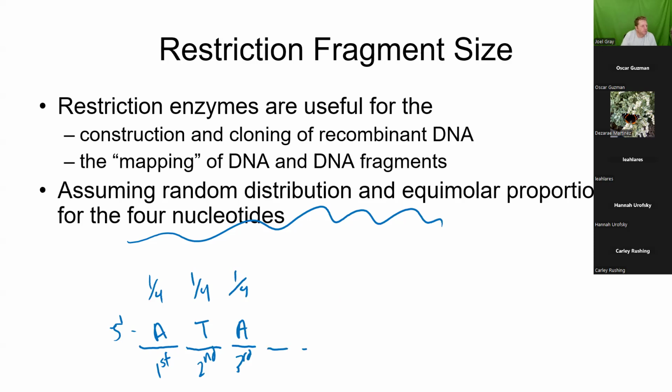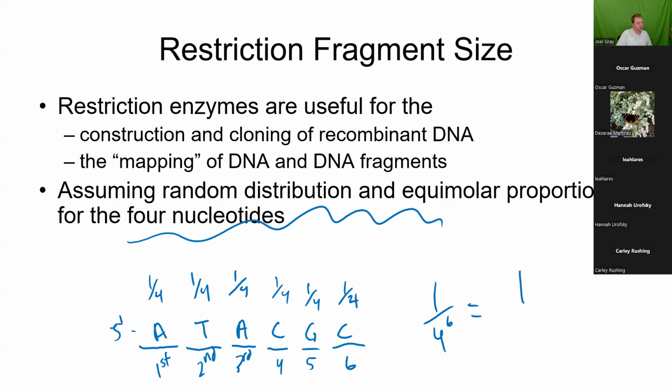Then 4th, 5th, 6th. In the fourth position, let's say you find a C, then a G, and then a C. In each position, there's a 1 out of 4, 1 out of 4, 1 out of 4. So this is effectively 1 out of 4 to the 6th, which is the same as 1 out of 4096.